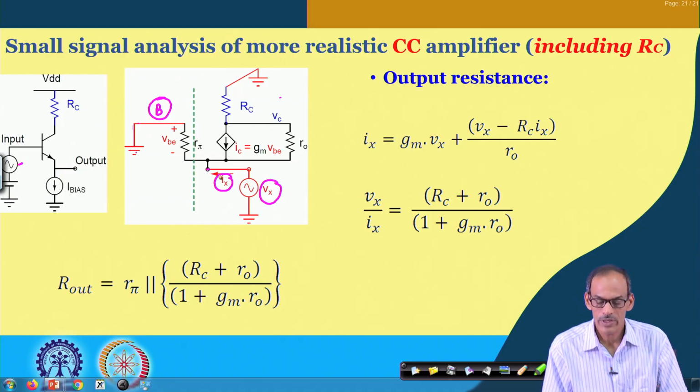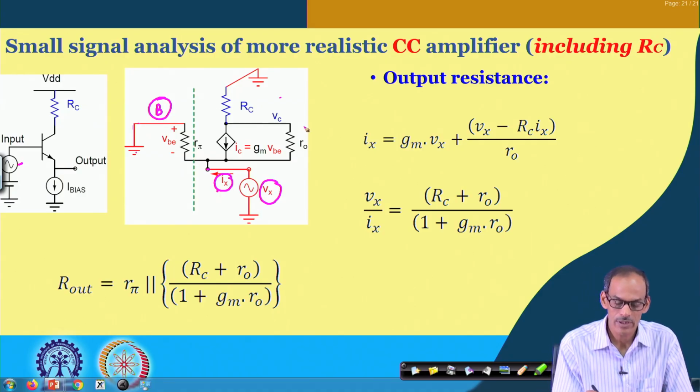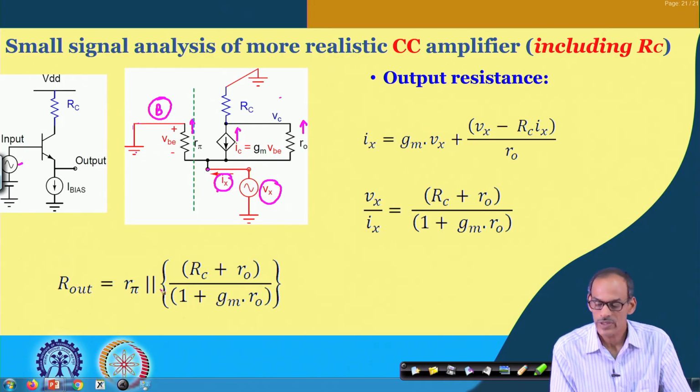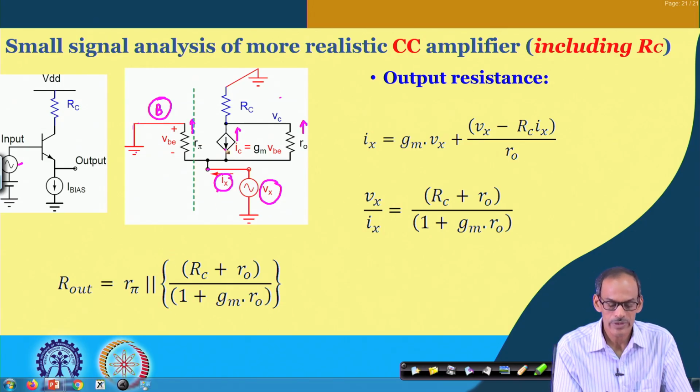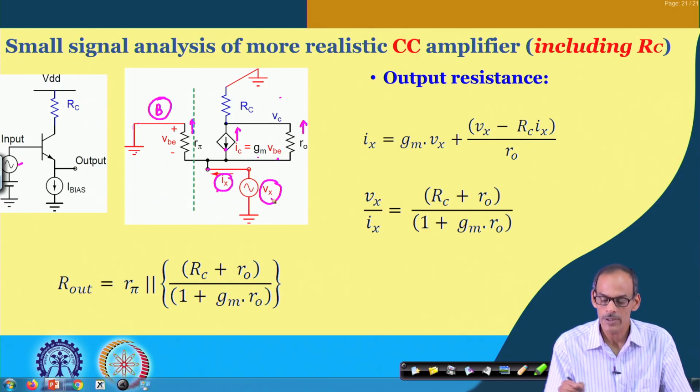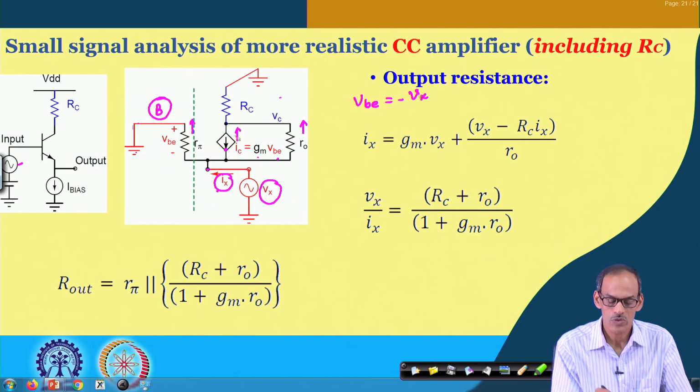So, what we have here is this I x, it is the summation of all these currents. The current flowing through the device here, the voltage dependent current source, is G m into V b e, and incidentally V b e equals minus V x. So, we can say that this current is G m into V x.